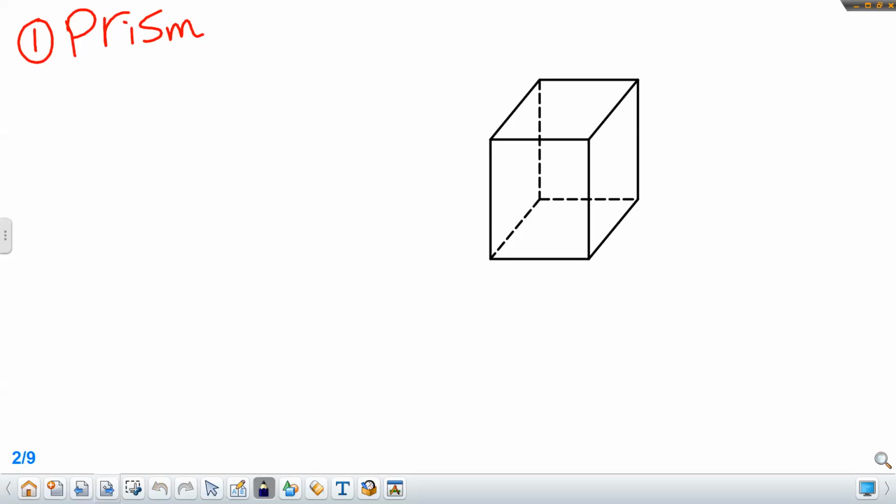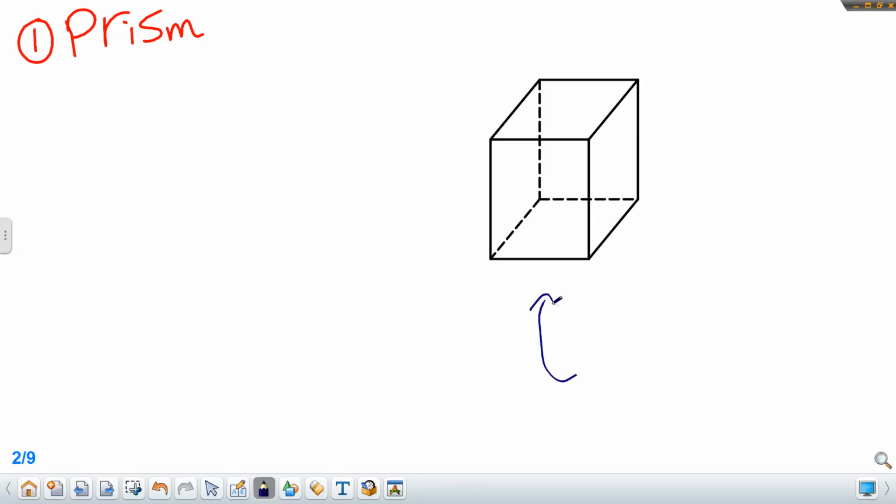You studied before the prism is a solid or polyhedron which has two parallel faces which are called bases and the other faces are called lateral faces. Okay? And you can name it by its base. If the base is a quadrilateral, we can say this prism is a quadrilateral prism. If the base is a triangle, we can say this prism is a triangular prism. But this figure is a quadrilateral prism. Okay, what about volume of the prism?